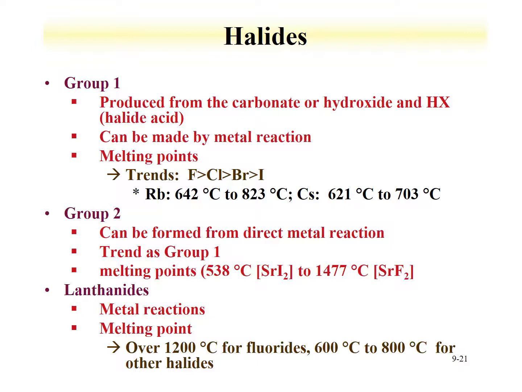Other trends for halides: group 1 elements produced from carbonate or hydroxide with an acid. They can also be made by metal reactions, and the melting point trends for the group 1 elements are listed here. So for trends, fluorides greater than chlorides, bromides, and then the iodides for the melting points. Group 2 trends are very similar to the group 1s, and a range of melting points are shown here from strontium diiodide at around 500 to strontium difluoride at close to 1500. So about 1,000 degrees difference between those halide species.